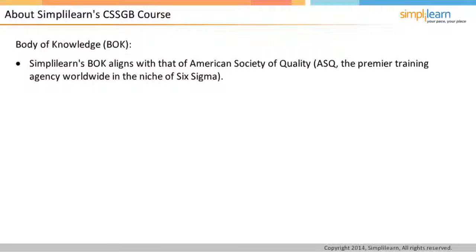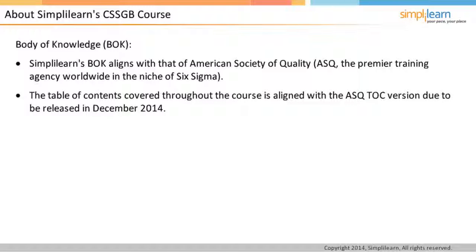Simplilearn's body of knowledge, or BOK, aligns with that of the American Society of Quality, ASQ, the premier training agency worldwide in Six Sigma. The table of contents, or TOC, covered throughout the course is aligned with the ASQ TOC version, which is due to be released in December 2014. In the next screen, we will get an overview of the Six Sigma course.